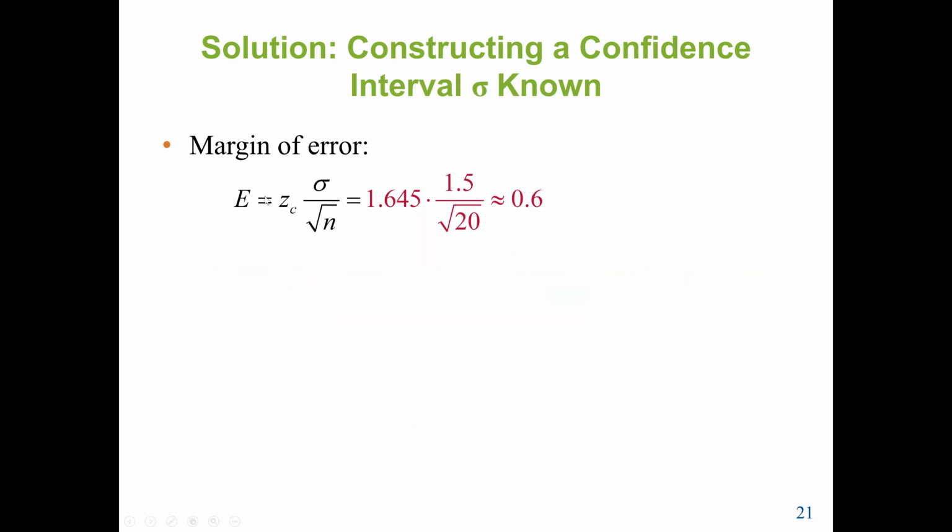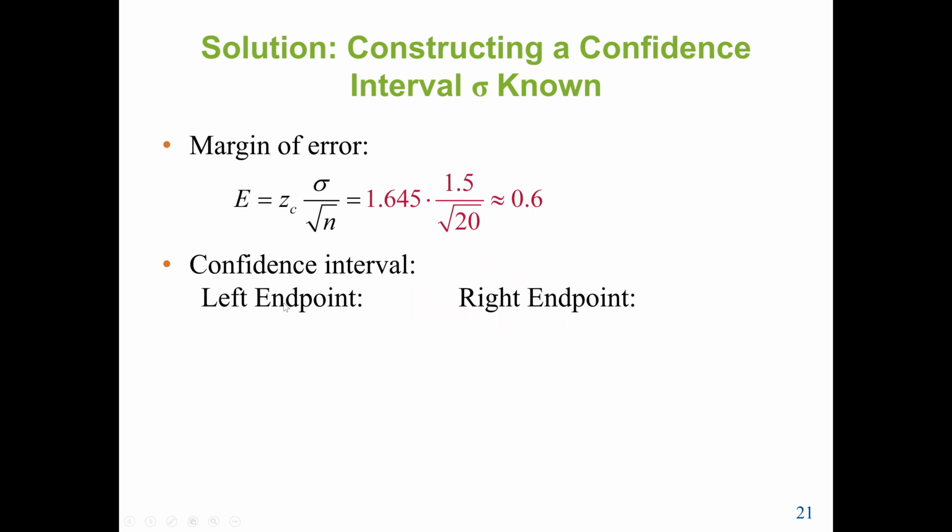So if that's the case, we can find E. We know z_c, the standard deviation is known, and we know the sample size. So we get 1.645 times 1.5 divided by the square root of 20. That will give us about 0.6. So 0.6 will be our E. Now, if we know E, we're almost done.